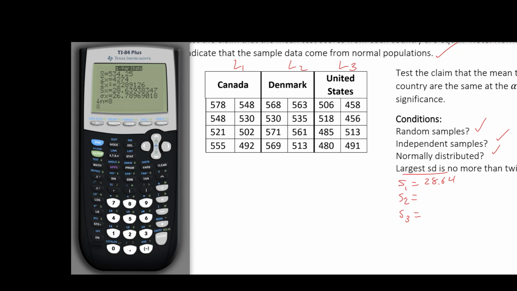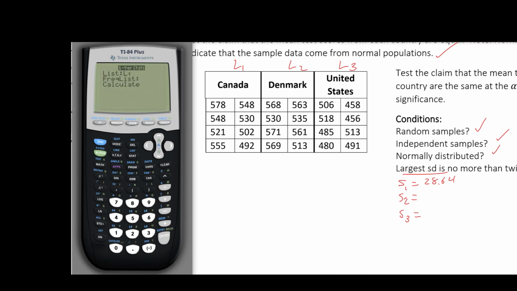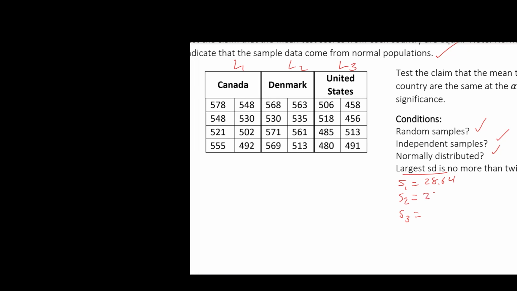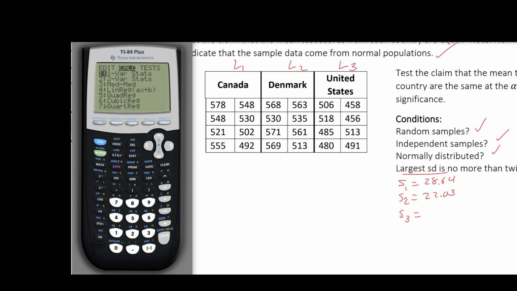All right, let's do the same thing for L2 and L3. Second quit, Stat, Calc, One-Var Stats, L2, calculate. All right, I get something like 22.03 when rounded. And then finally L3. I get something like 23.46.